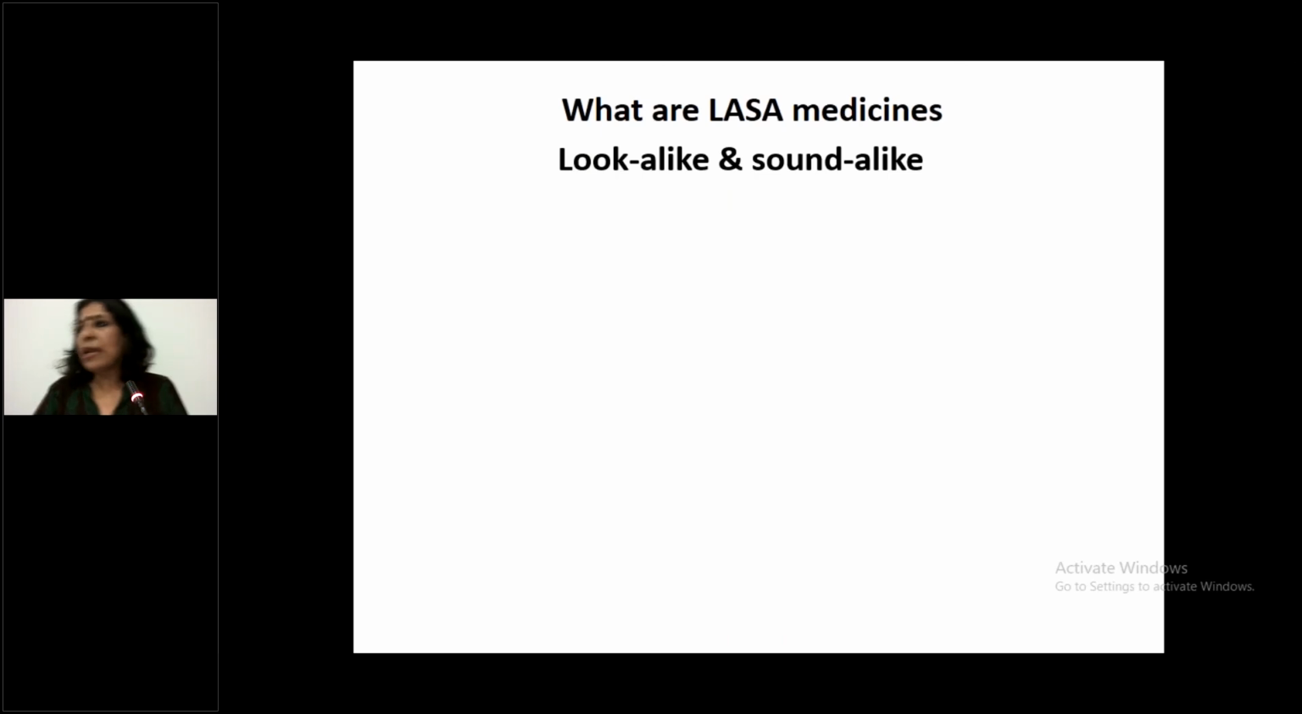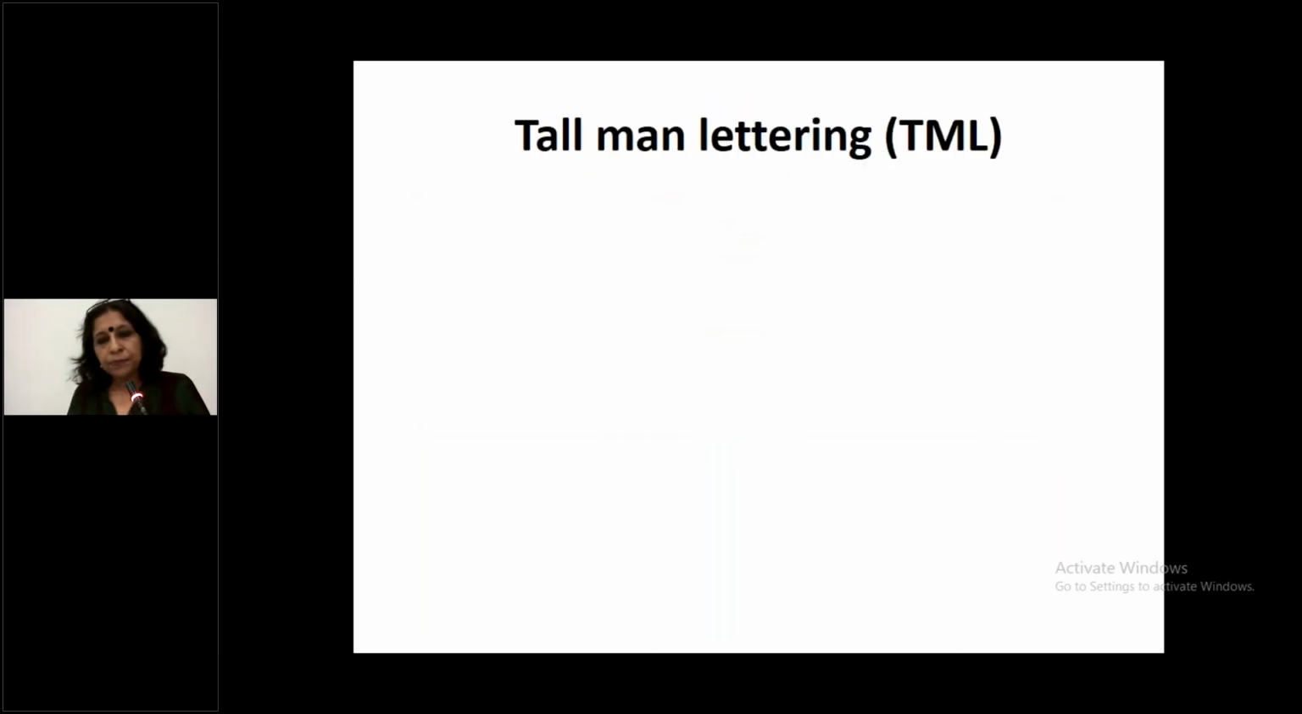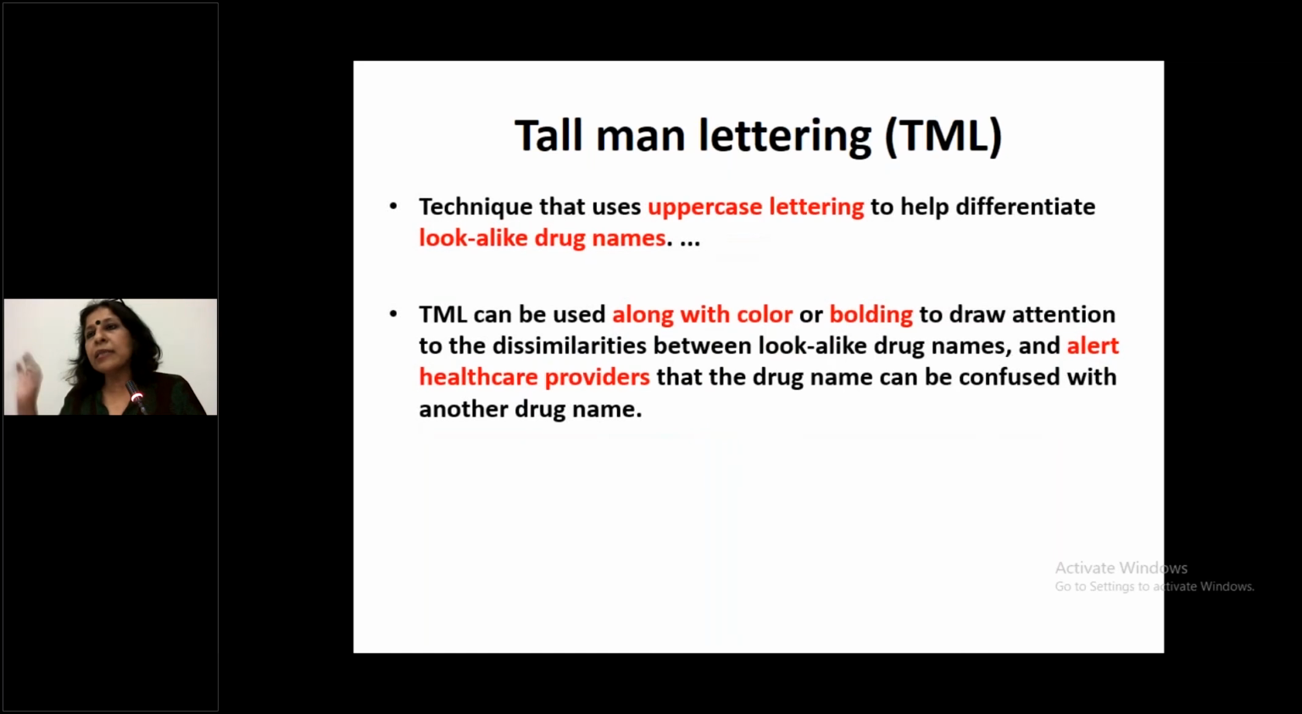What are LASA medicines? These are look-alike and sound-alike medicines. Big pitfall. Amlodipine, amitriptyline, atenolol, allopurinol. There are so many medicines. First of all, we have tens of thousands of medicines. And secondly, a lot of them have similar sounding names. So tall man lettering is a thing to use.